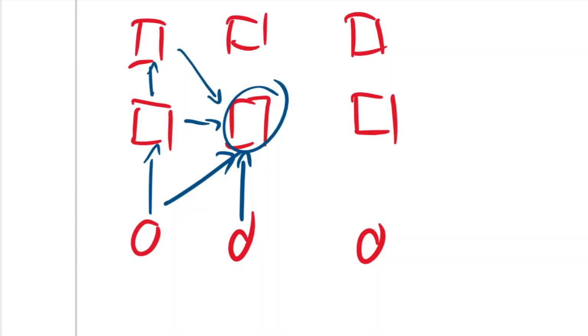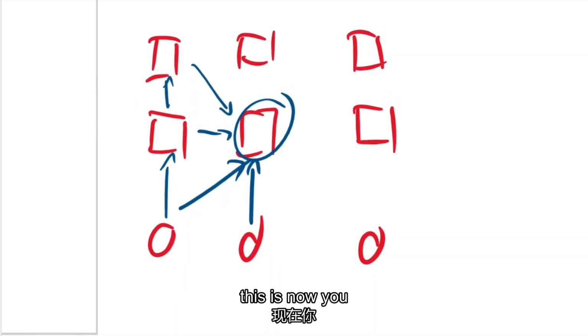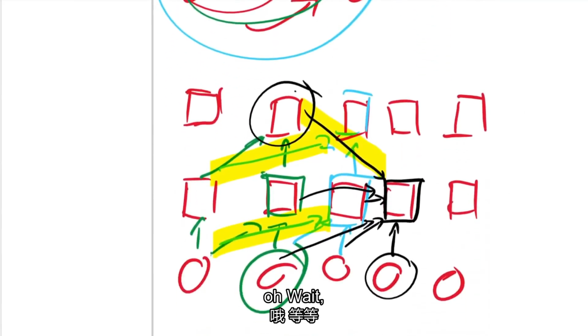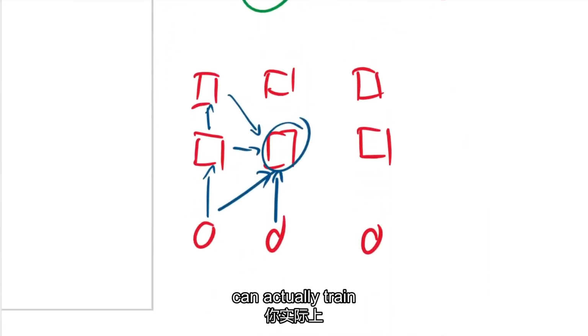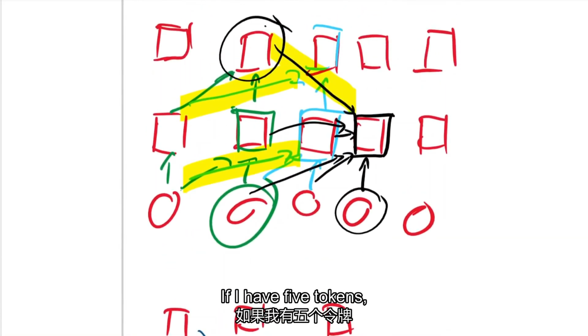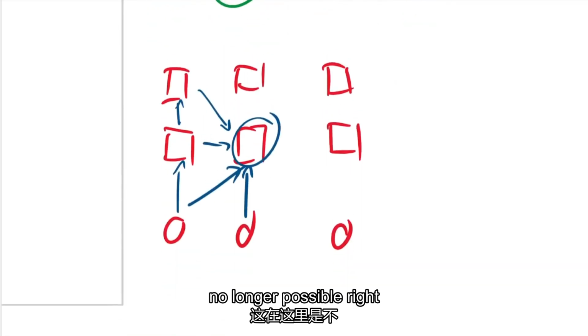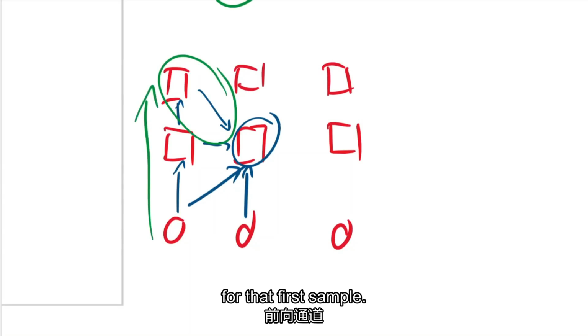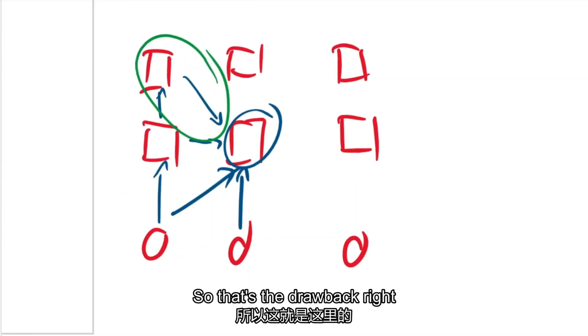The reason why transformers usually don't do this is that now you cannot parallelize training. In a setting like we've seen before, you can actually train this whole sequence in parallel. If I have 5 tokens, I can make 5 samples out of that and train them in parallel. It's no longer possible here, because to have access to this information, I have already had to compute the full forward pass for that first sample. So that's the drawback right here.